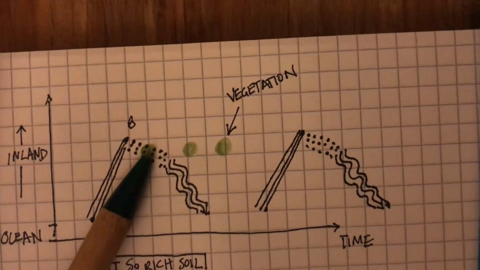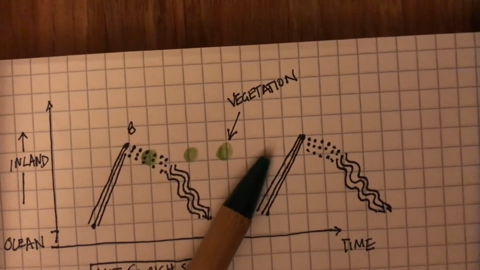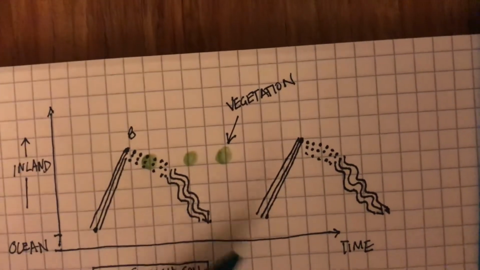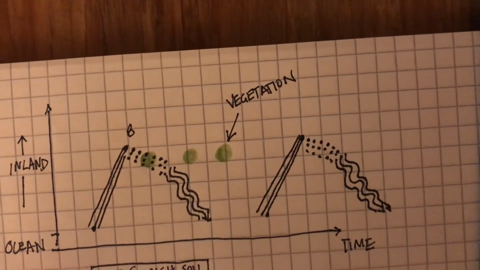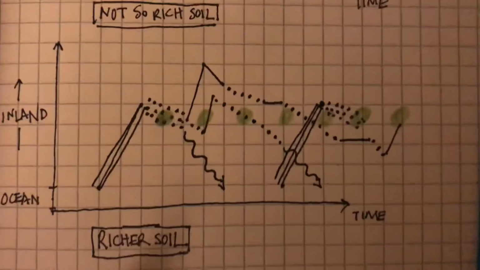And then the vegetation here, it survives for 4 steps and then it dies out. So into the dry season, the vegetation gets all dry, becomes vulnerable to wildfires. Now, let's have richer soil.